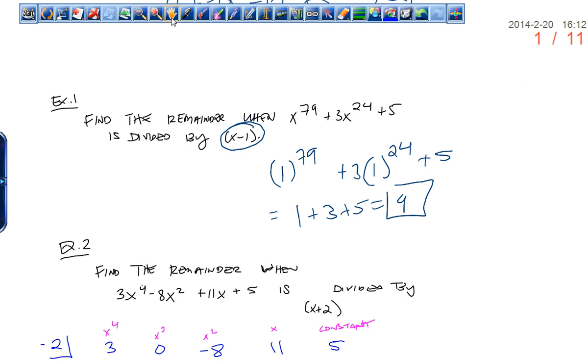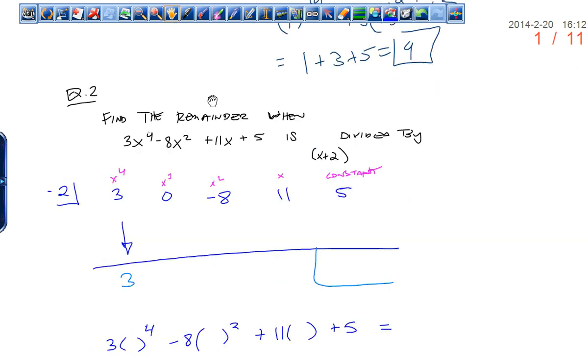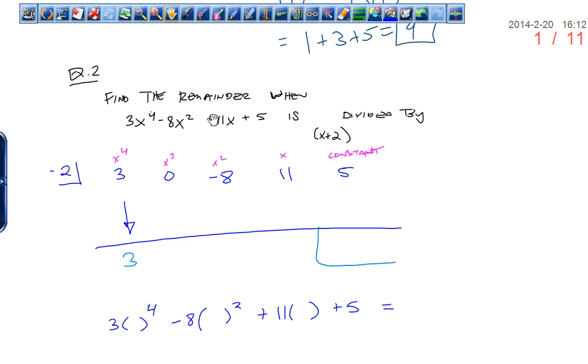Now you can find the remainder with the remainder theorem, or you can still do division. You do synthetic division or long division. Either way, we're going to be using negative 2. So negative 2 goes here, or negative 2 goes here. I like synthetic division. It's a little quicker. I don't have to put all this in my calculator.